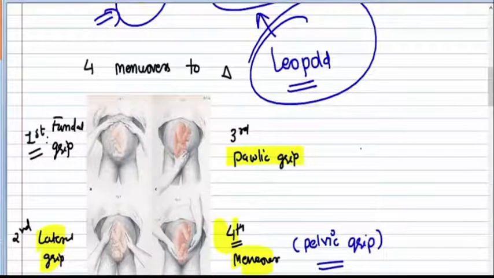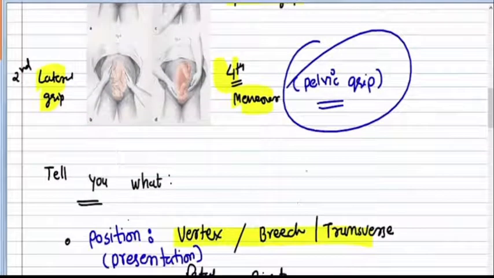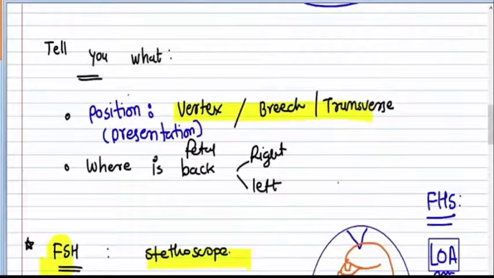The first Leopold maneuver is a fundal grip. The second Leopold maneuver is a lateral grip. The third Leopold maneuver is a pollic grip, and the fourth maneuver is pelvic grip. After doing this examination, you will definitely know the position and presentation of the baby, like vertex, breech, transverse lie, and so on. And with this, you can also predict the site of FHS, that is fetal heart sound.